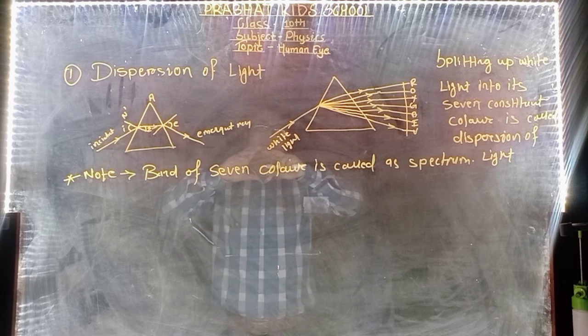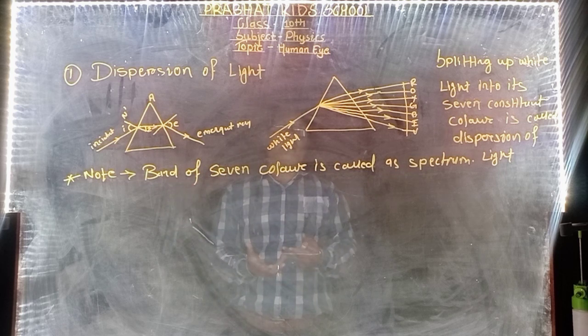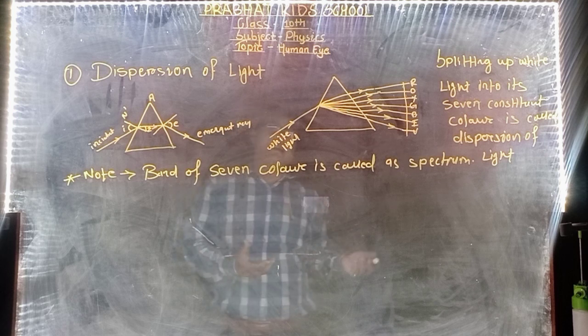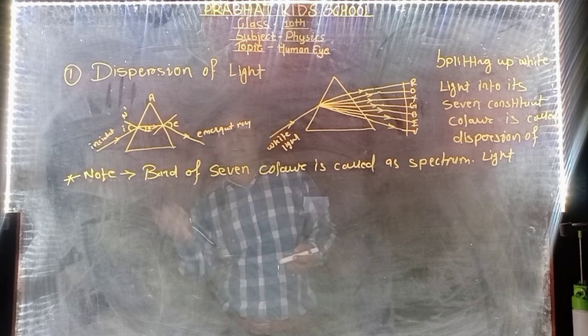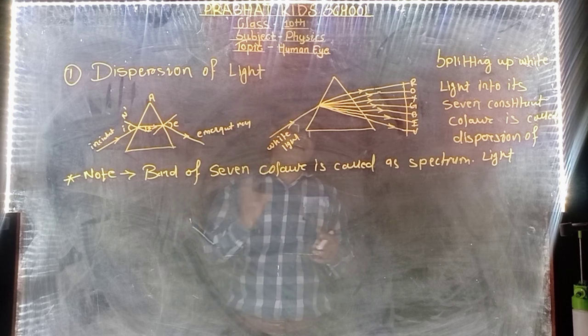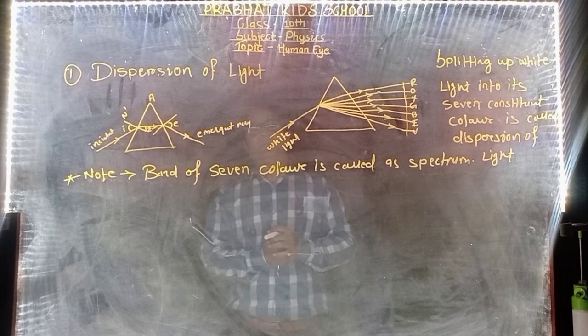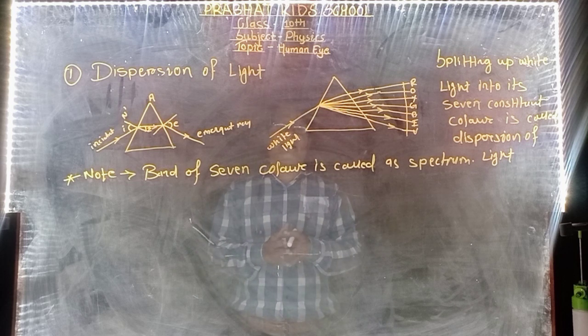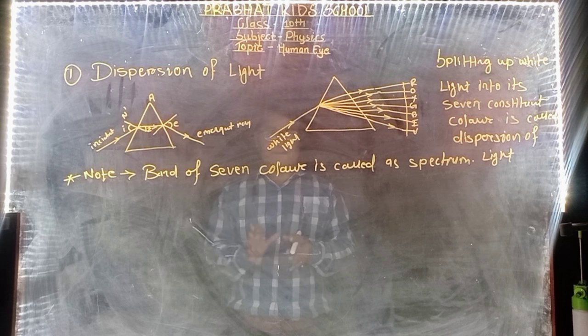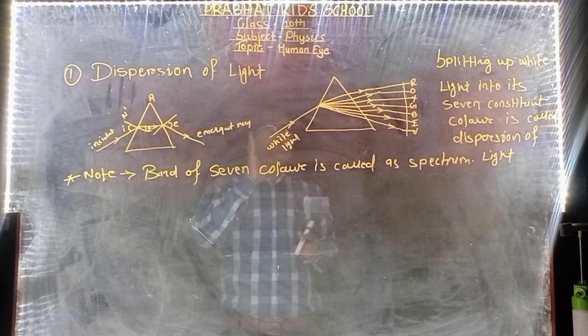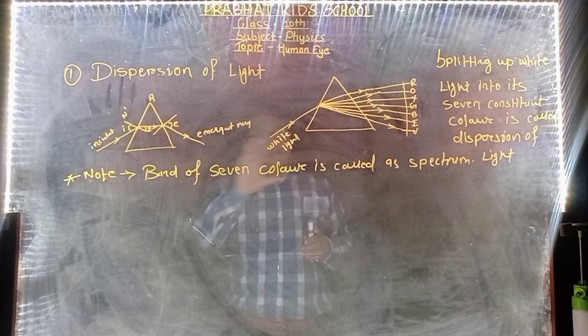A rainbow is always formed opposite to the side of the sun. If the sun is in the east, the rainbow is formed in the west. If the sun is in the west, the rainbow is formed in the east. A rainbow is generally formed in the rainy season, before rain or after the rain. So this is all about the dispersion of light.